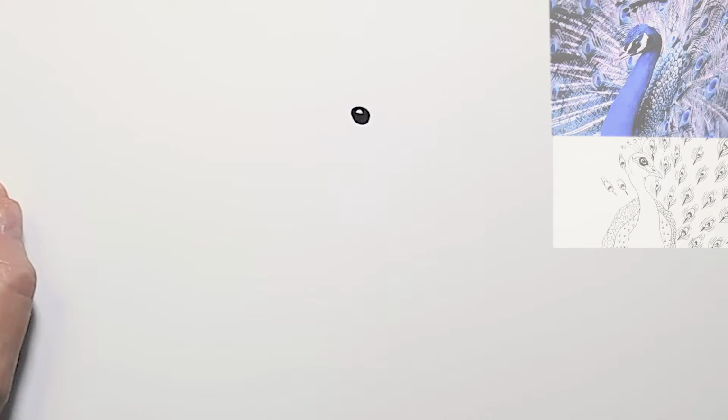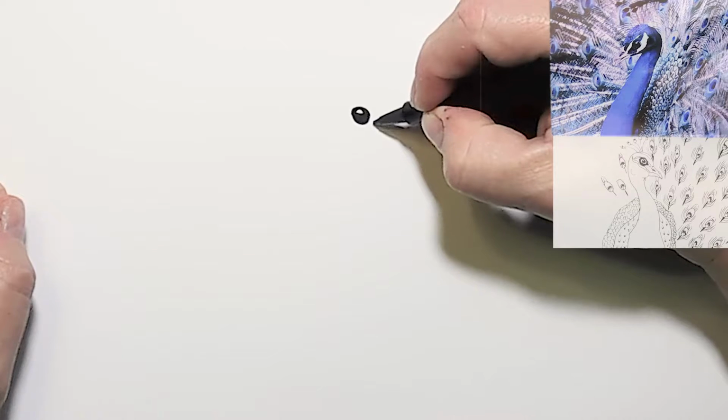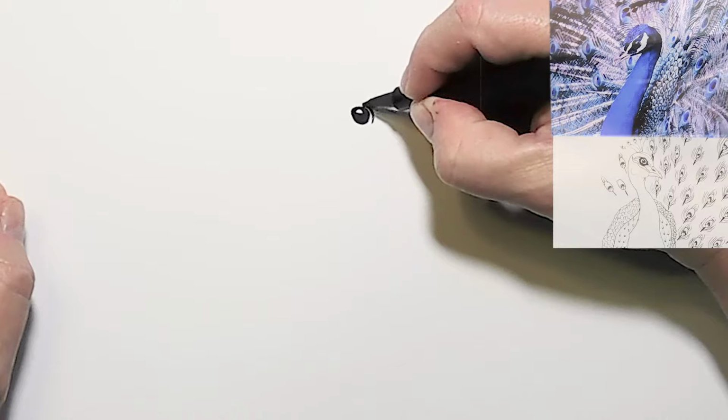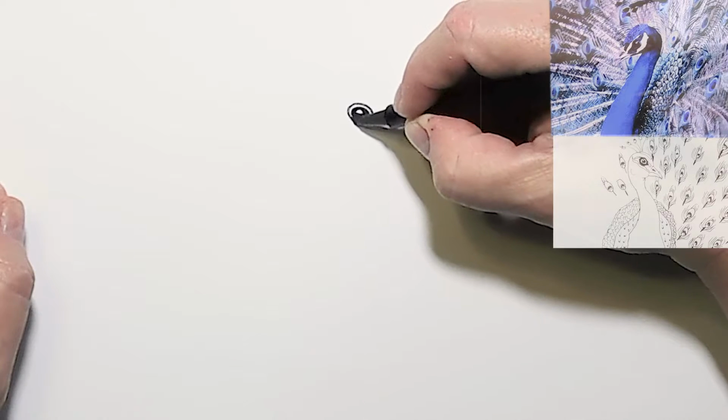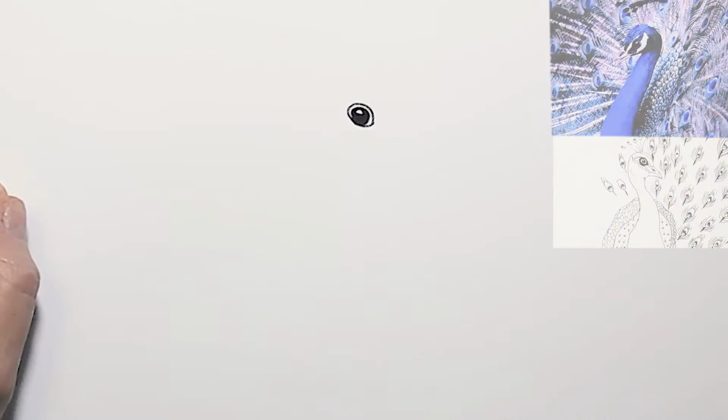So I like to start with the eyes because then he's looking at me as I'm actually doing the drawing today. And we're going to do a second circle really close to the first one. So do a second circle really close to that first one and bring it all the way around.